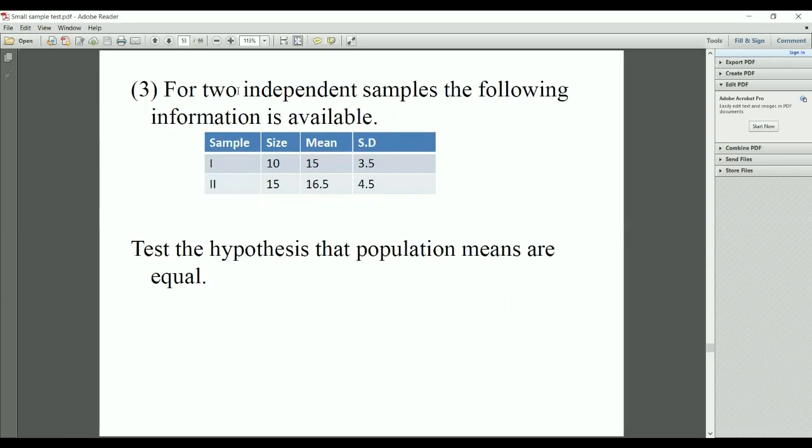See, there are 2 independent samples and the following information is available. Here is sample 1, sample 2, इसका size भी दिया है, mean दिया है, standard deviation दिया है. You can put this in the formula and you can check that value with the T table value. First, you have to calculate the T value from that formula, and then you can compare it with the table value.